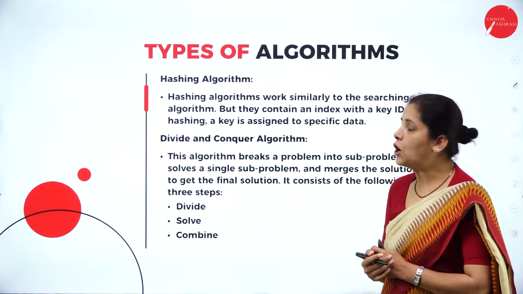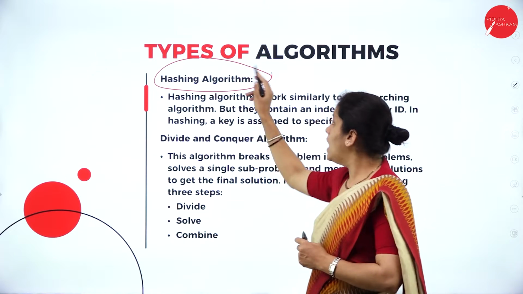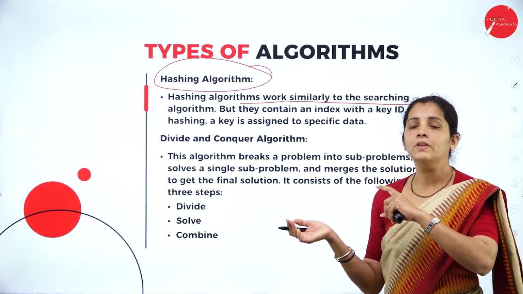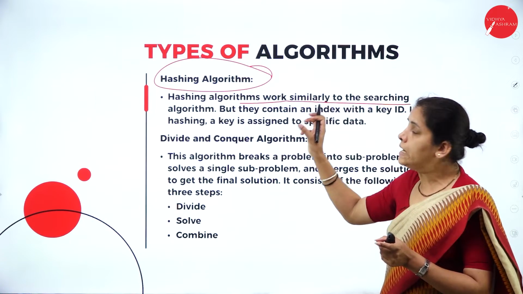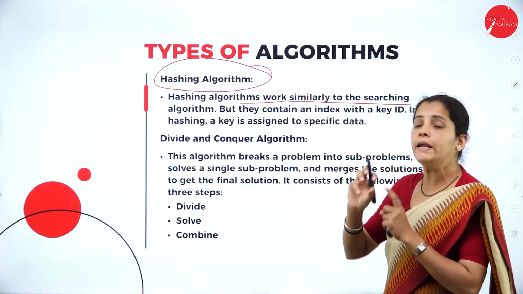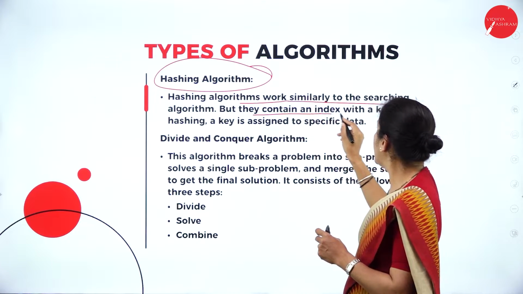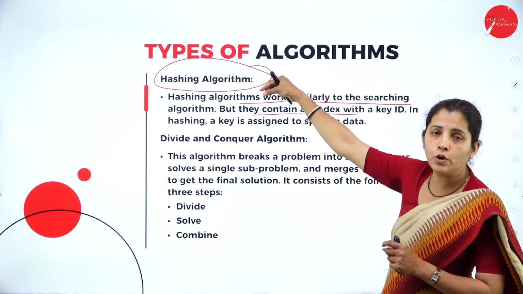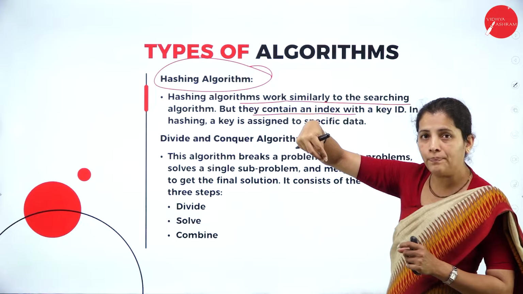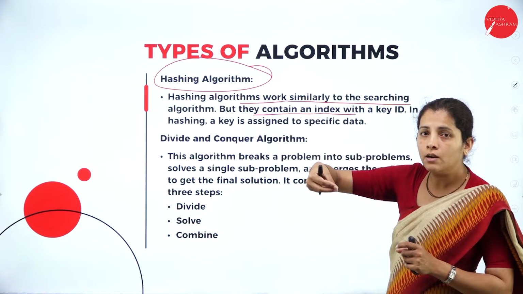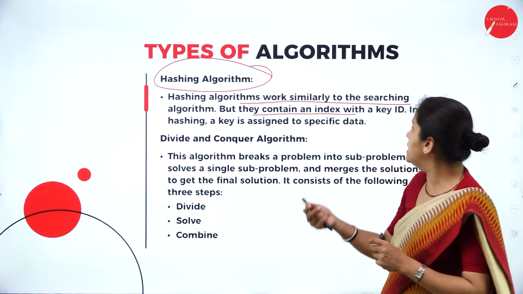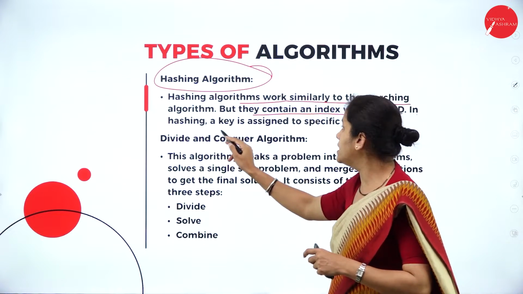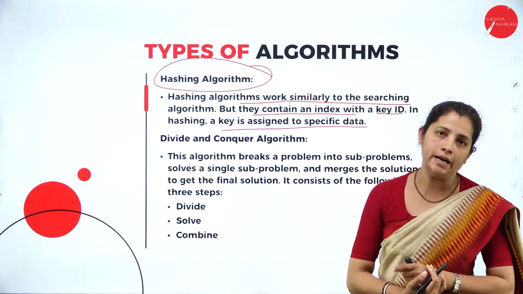Now I have the hashing algorithm. So what is hashing? Hashing algorithms work similar to searching algorithms, but in hashing we are going to consider an index. So they contain an index with the key. In a hashing algorithm, I'm going to have a list of elements. To search a particular element, I'm going to consider the index as well as the key ID. So in hashing, a key is assigned to the specific data.